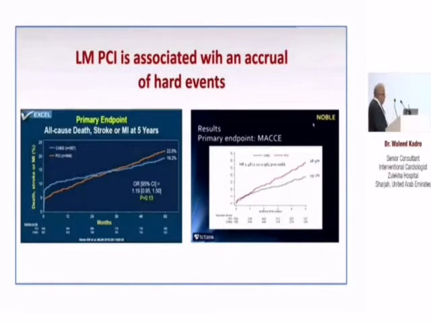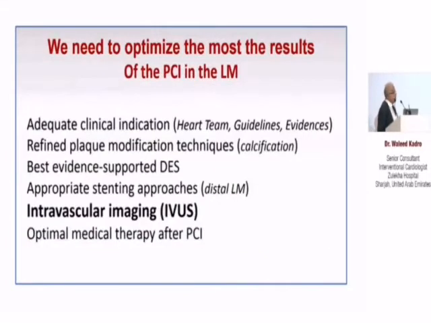We know the left main, the previous two speakers covered those two major studies, the EXCEL and the NOBLE, and we're not going to go over the results of those studies, but we'll concentrate on using imaging, how to improve our results. We have to optimize all the results of the left main PCI by everything, using the high team.